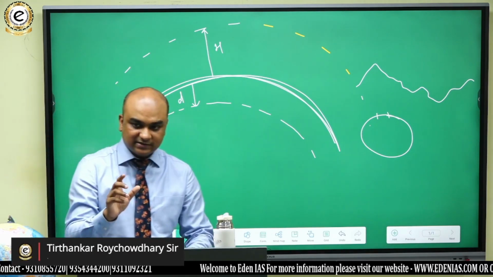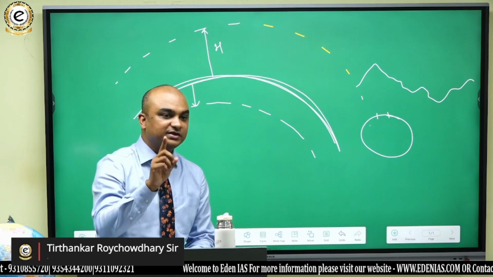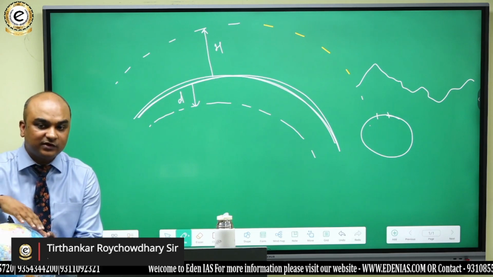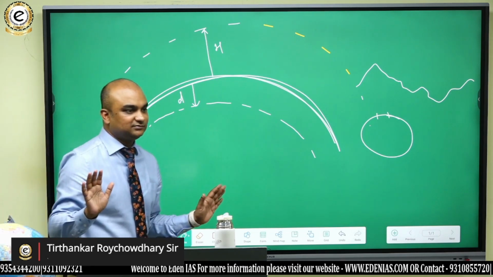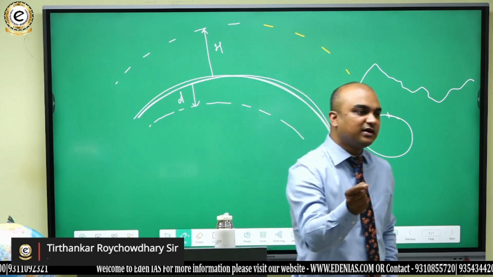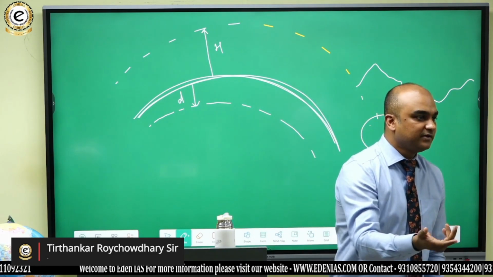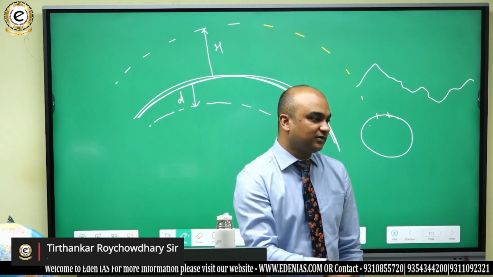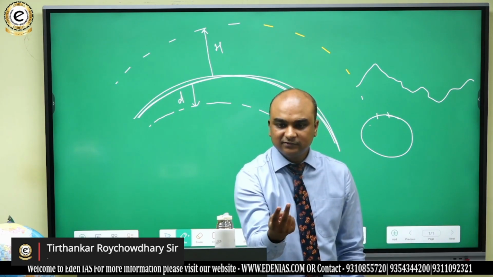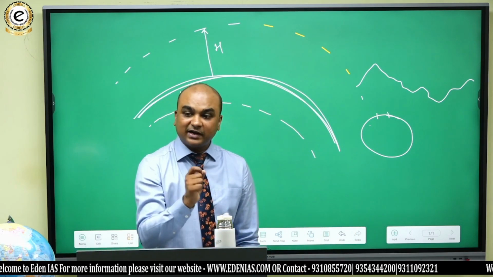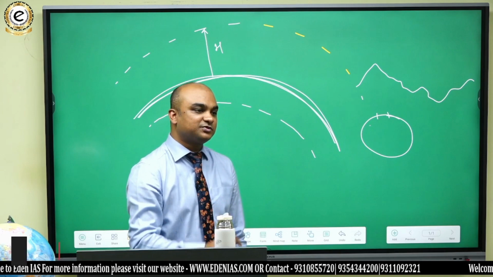Geography is a science that attempts to describe the natural and man-made features over the surface of the earth. Do you get that? When you describe the natural features, you are in the realm of physical geography. When you describe the man-made features, you are in the realm of human geography. Geography ke do hisse hain, physical geography and human geography. Do you get that?